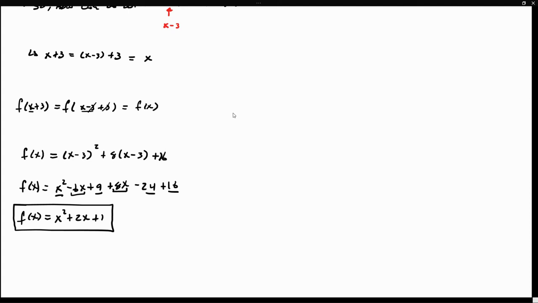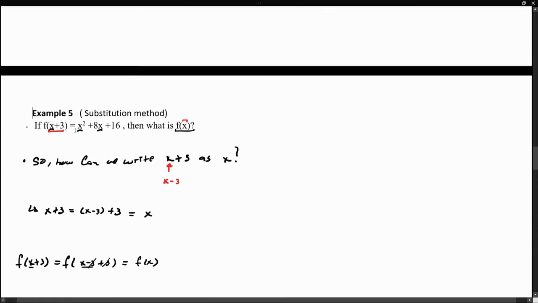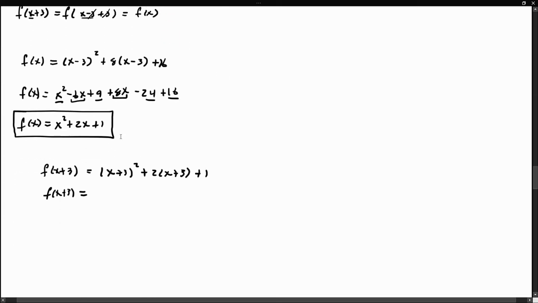And notice this expression, we can go the other way around. If this is f of x, then what is f of x plus 3? Well, that will be equivalent to x plus 3 squared plus 2 times x plus 3, plus 1. I'm not going to do the math, but I can guarantee that that's initially what we had here: x squared plus 8x plus 16.